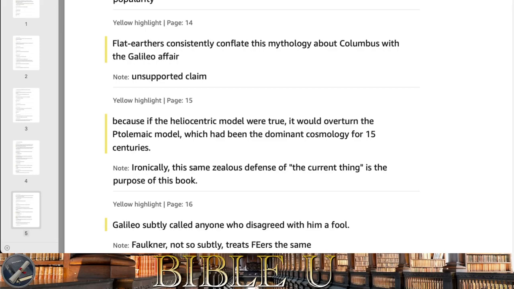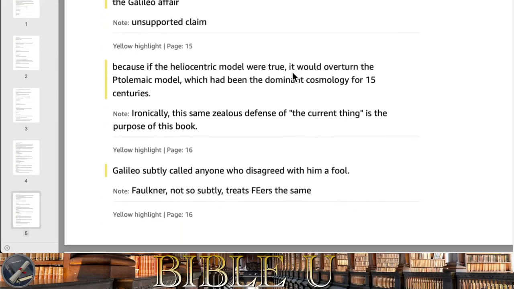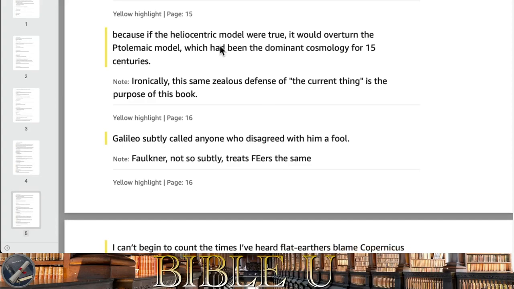And he talks about Copernicus and all sorts of things. You have to read the book to get more of that context, but we're going to go on to the next little quote here. He says, because if the heliocentric model were true, it would overturn the Ptolemaic model, which had been the dominant cosmology for 15 centuries. Ironically, this same zealous defense of the current thing is the purpose of this book that we're analyzing. It is a defense of the current thing. How can someone writing such a book in defense of the current thing chastise people in history for doing the same thing?